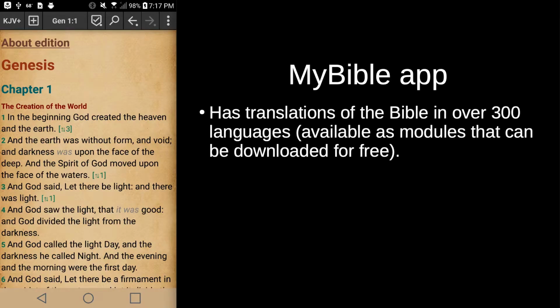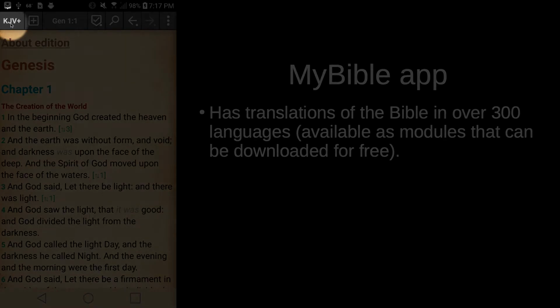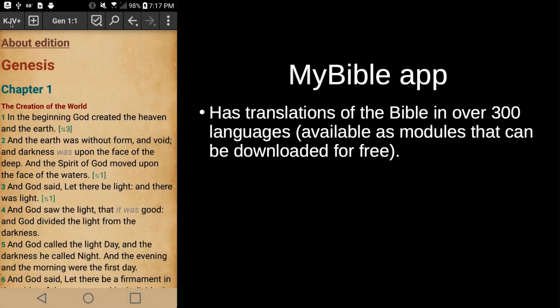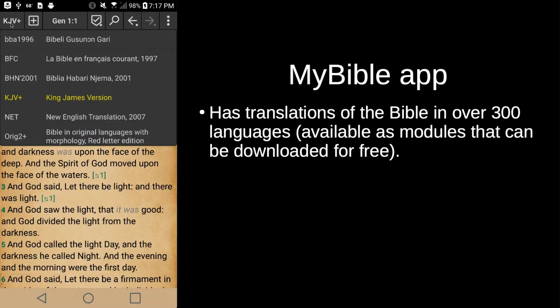One of the really fantastic things about the MyBible app is that it has translations of the Bible in over 300 languages. These are available as modules that can be downloaded for free. So you'll notice here on the top left of the app, it says KJV. If I tap there, that pulls down all the Bibles that I have downloaded.